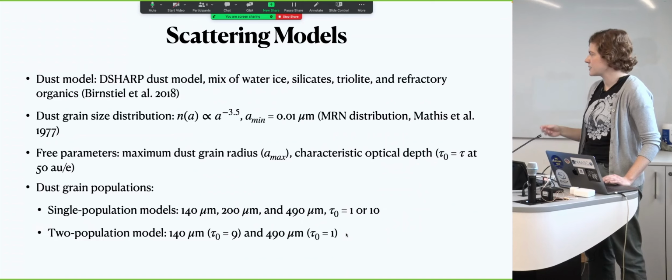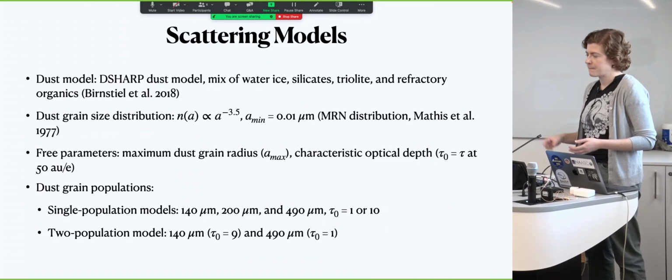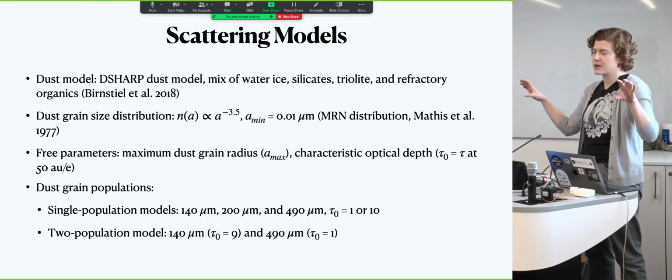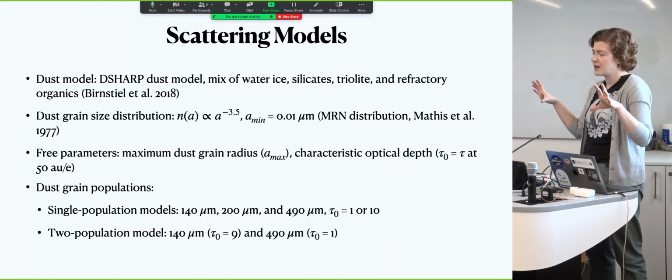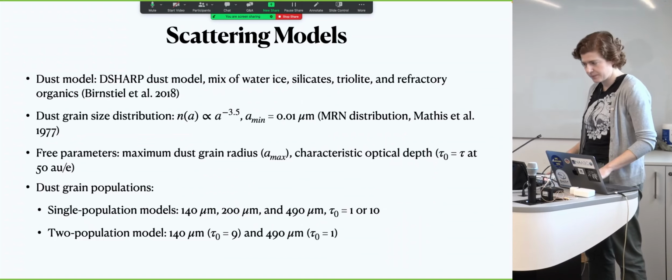And then we've also done some work on testing what effects dust grain settling would have on the outcome of scattering. So in this two population model, we've got a population of larger dust grains near the disk's midplane, and populations of smaller dust grains above and below the midplane.